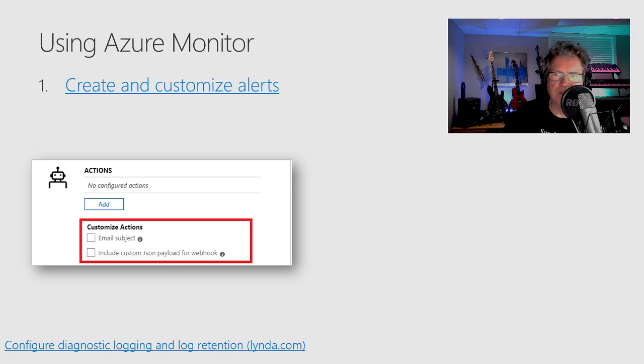Alert rules are defined by three components. 1. A target, which is a specific Azure resource to monitor. 2. Criteria, logic to evaluate. If met, then the alert fires. And 3rd, action, notifications or automation such as email, SMS, webhook, and so on.